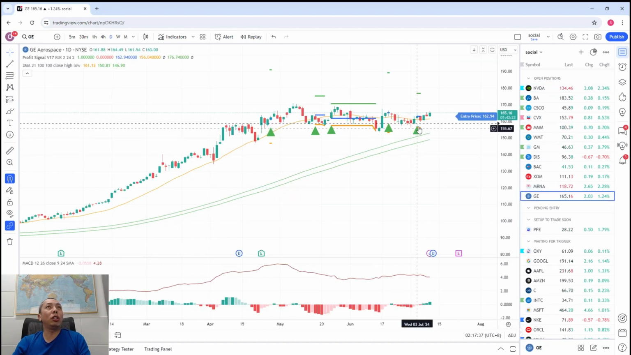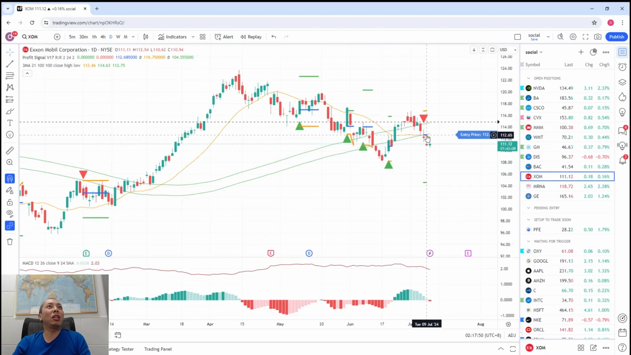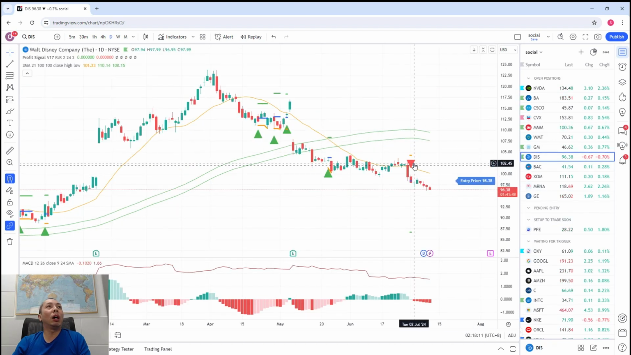You can see over here GE also triggered, MRNA also triggered. Over here, almost hit stop loss. This one, entry is here, it has started to move down, which is good. It's a sell trade. BAC is reaching the take profit point. The take profit point is over here, so it's still quite far away. I would say it's a good dip in profits. Disney still has some way to go because the take profit is here to short it down.